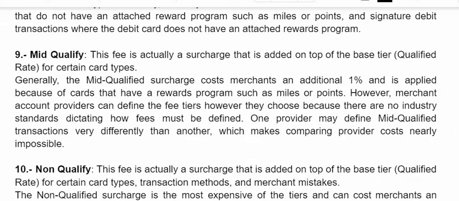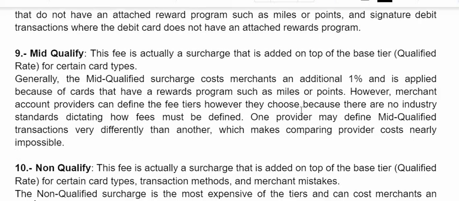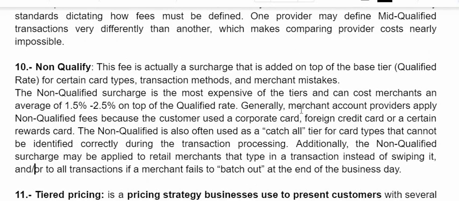Okay, next we have non-qualified. This fee is actually a surcharge that is added on top of the base tier qualified rate for certain card types, transaction methods, and merchant mistakes. The non-qualified surcharge is the most expensive of the tiers and can cost merchants an average of 1.5% to 2.5% on top of the qualified rate.